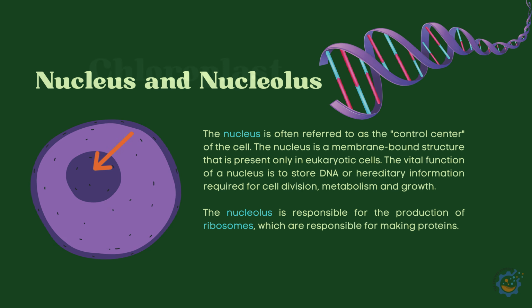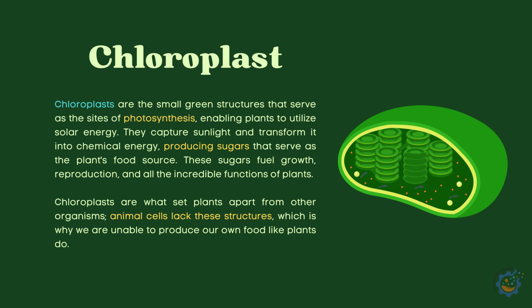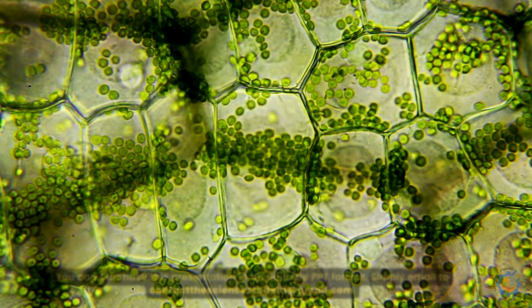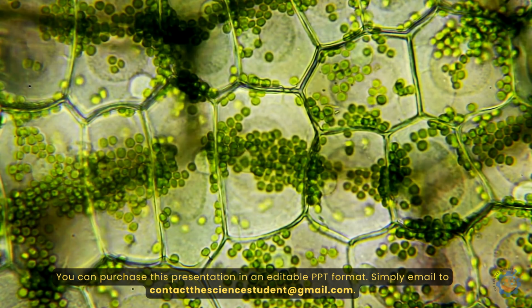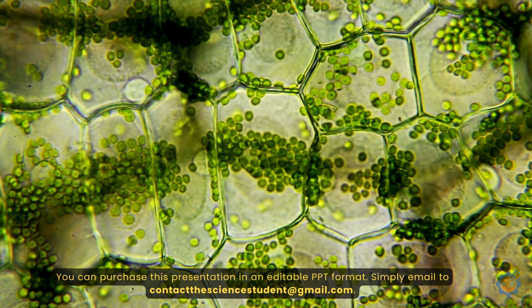Now, let's talk about the amazing chloroplast, the engine of plant life. These tiny green factories are the sites of photosynthesis. Chloroplasts capture light energy from the sun and convert it into chemical energy in the form of sugars. These sugars are the plant's food source, providing energy for growth, reproduction, and all the other amazing things plants do.